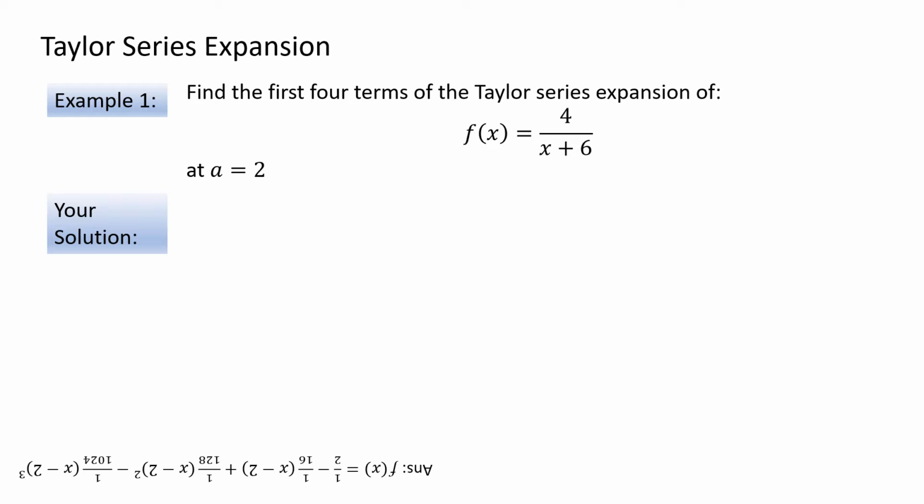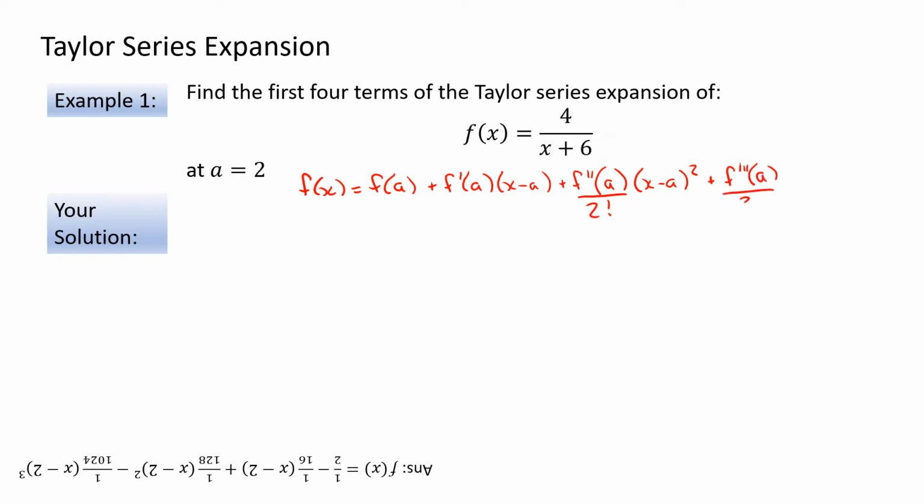I start these questions by writing out the starting point of the Taylor series expansion. So we have f of x is equal to f at a plus f prime at a times x minus a, plus f double prime at a over 2 factorial times x minus a squared. And our last term, the third derivative of f at a over 3 factorial times x minus a cubed. This would continue on, but we're only calculating the first 4 terms.